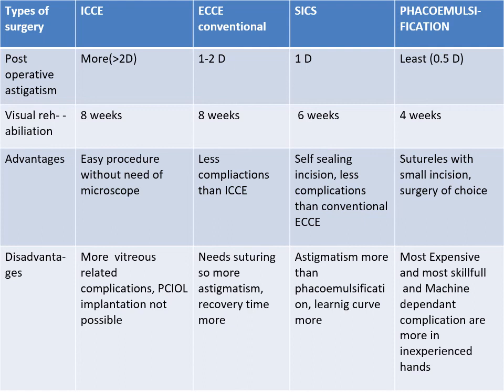So what are the disadvantages? In ICCE, there are more complications like vitreous prolapse or vitreous related complications. Then PCIOL implantation is not possible. In ECCE and SICS, sometimes sutures are needed. In ECCE, each and every patient needs suturing, so more astigmatism is there, and recovery time is also more. In SICS, astigmatism is more than in phacoemulsification, and it also has a steeper learning curve as compared to other techniques.